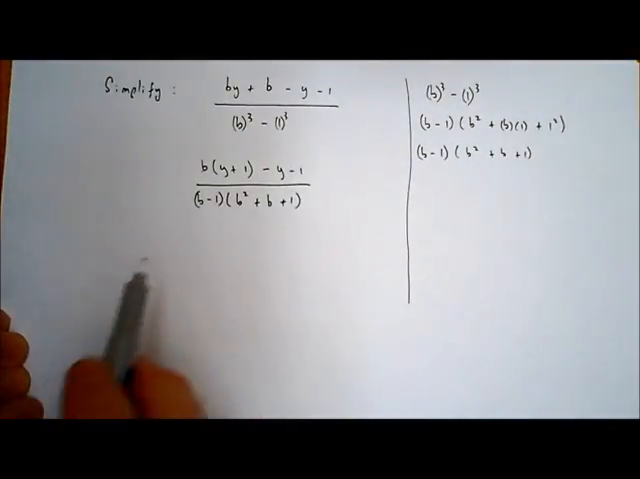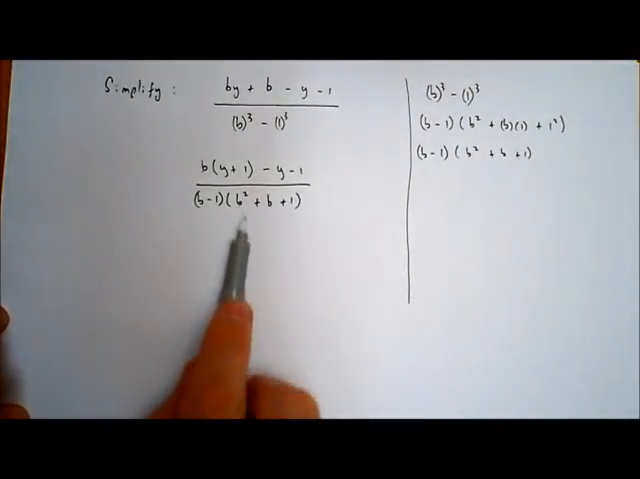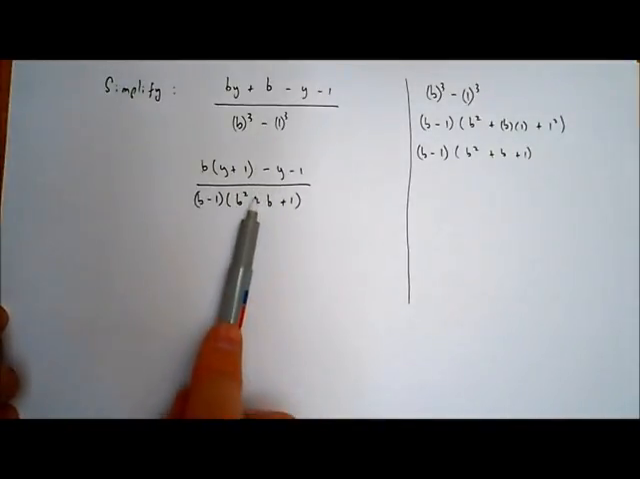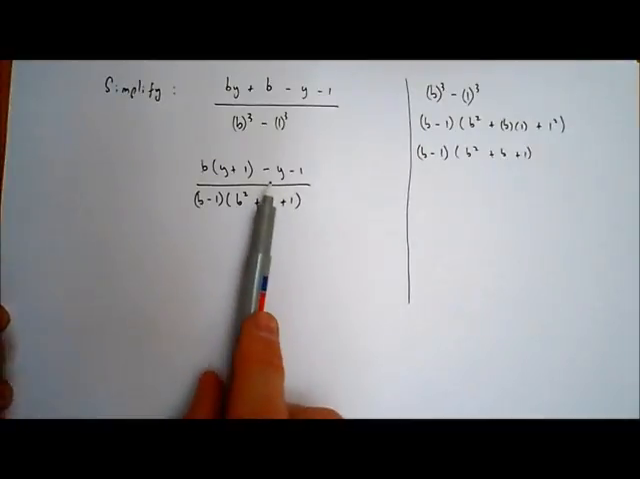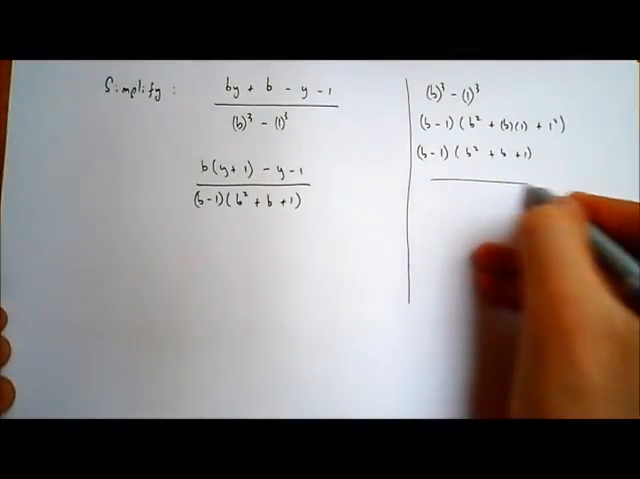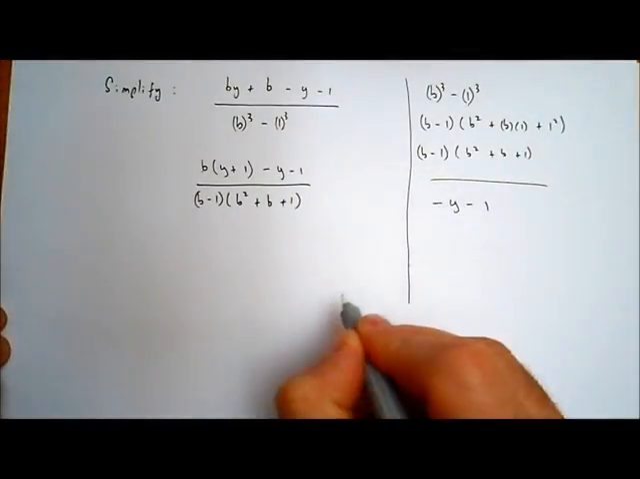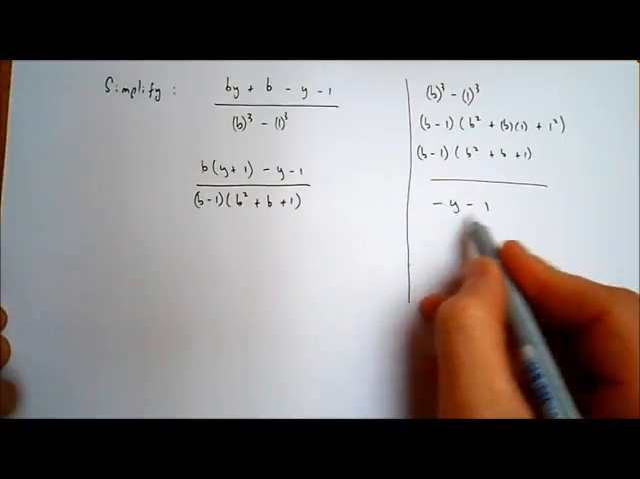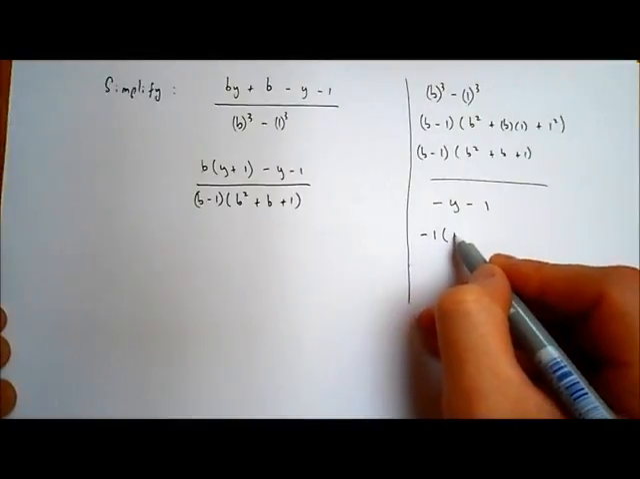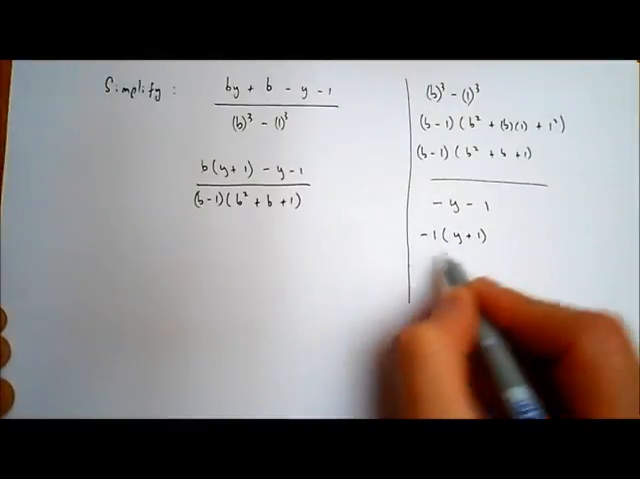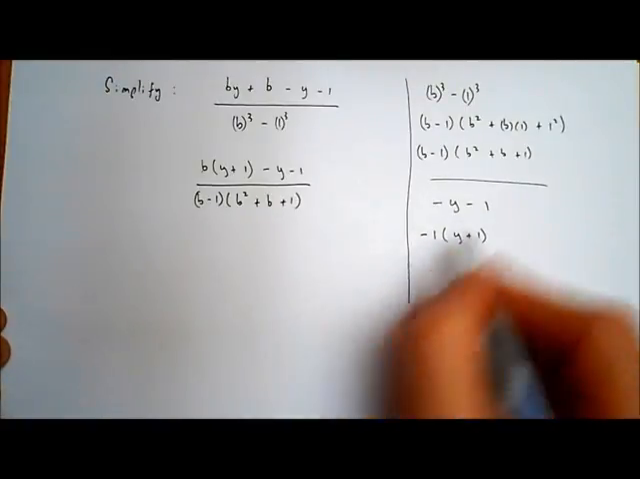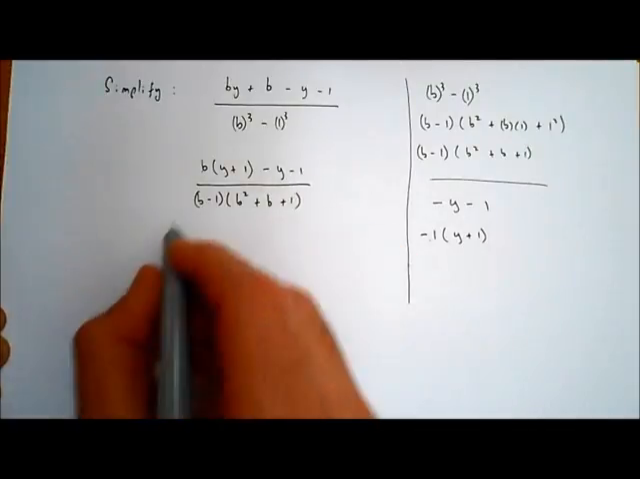And then, okay, this is the difficult part. Again, we don't seem to have a common factor between top and bottom. But there's a little trick. Do you see this minus y minus 1? When I have minus y minus 1, another way to write that is to factorize out minus 1. I can rewrite that as minus 1 times y plus 1, because minus 1 times y will give me minus y, and minus 1 times plus 1 will give me minus 1. So if I do that here, you'll see what will happen.